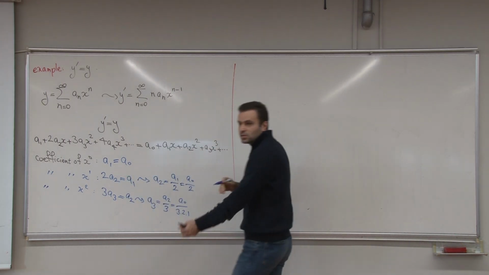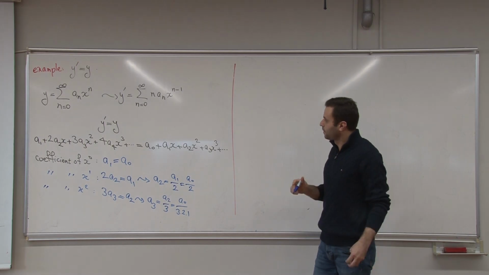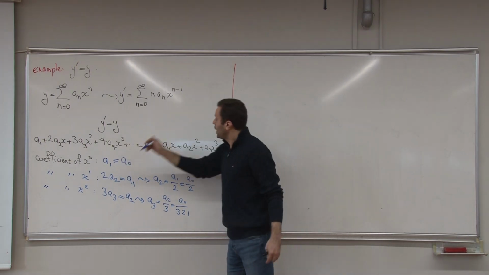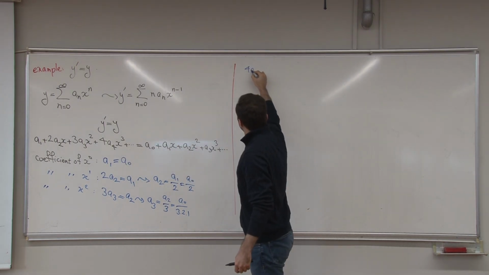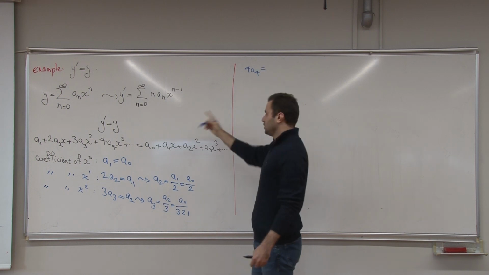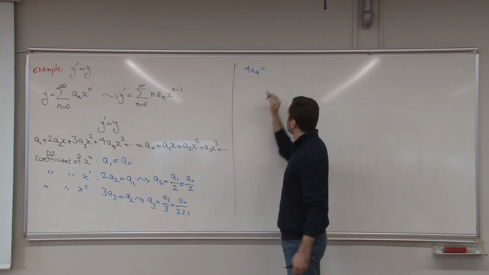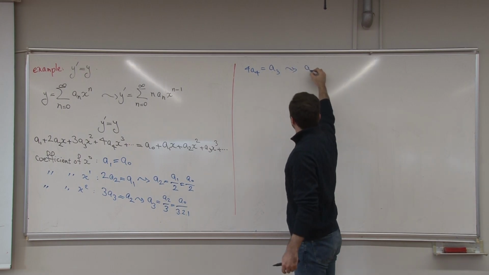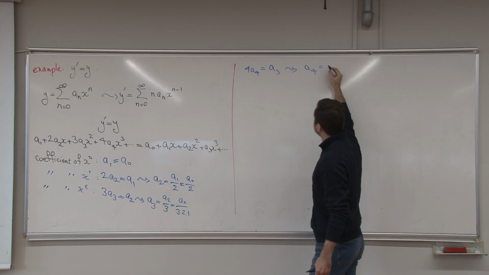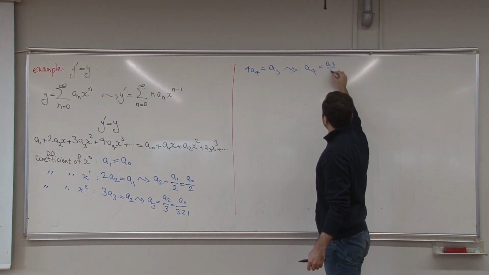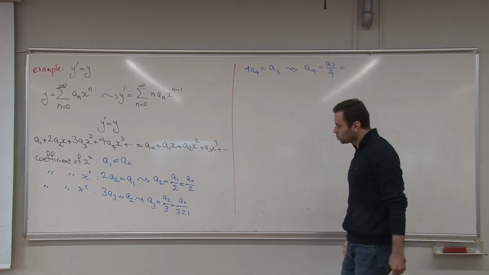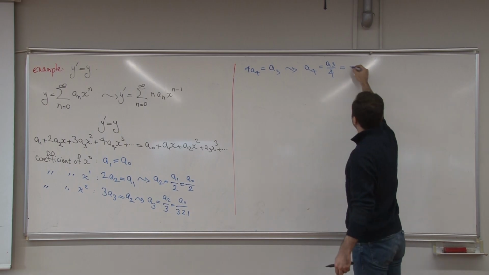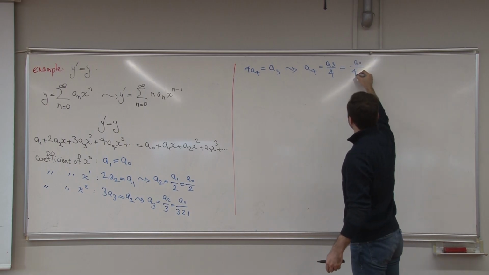What about coefficients of x to the power of 3? What do we have here? 4a4 on the left hand side, and a3 on the right hand side. What is then a4 equal to? a3 divided by 4, which is going to be equal to what? a0 over 4 factorial.